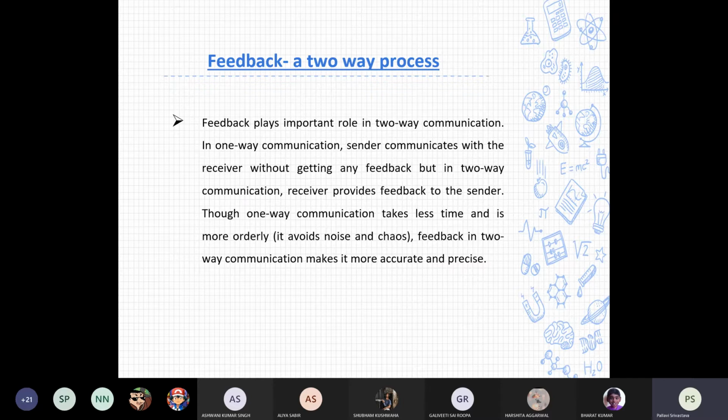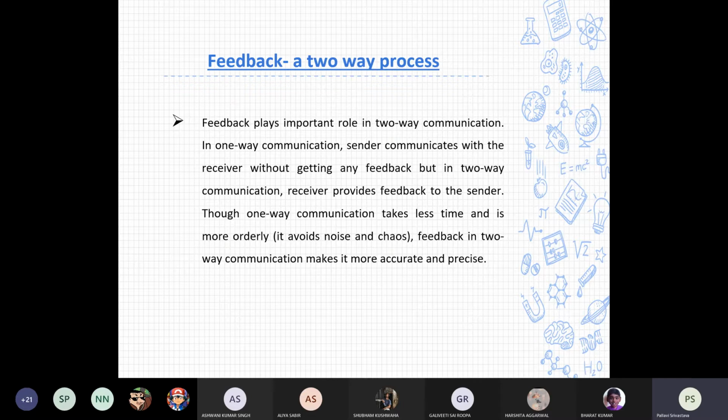But when we talk about feedback, it is always a two-way process. So why is it so important? Because if you want to evaluate the effectiveness of your communication, if you want the other person to understand your message in the same perspective, with the same accurate meaning as you intended, you need feedback.